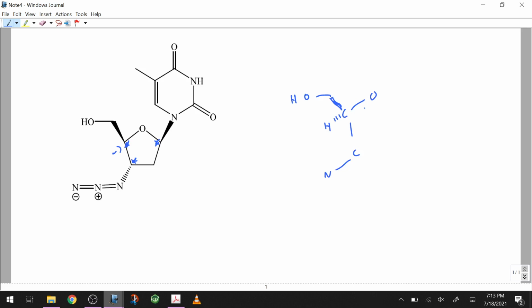So the direct oxygen is priority 1. Then we have priority 2 being carbon versus carbon. No clear winner there. So we look for the highest priority atom attached to each one of those. Oxygen is higher priority than nitrogen. That's 2. That's 3. This is S.